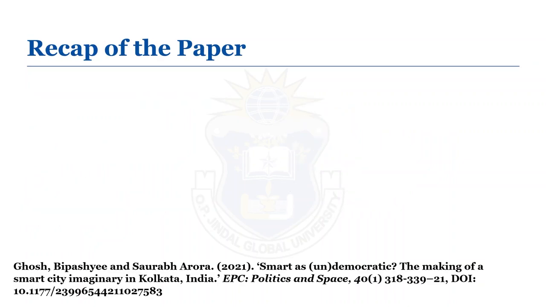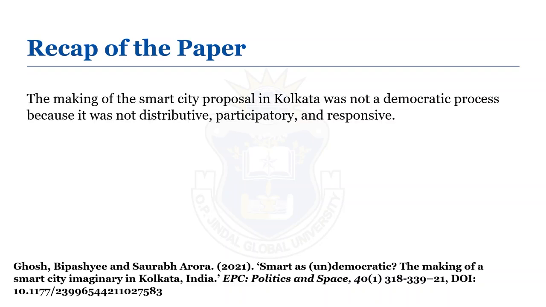Let's now go back to our academic paper in order to see how claim and evidence make their way in academic writing. A quick recap of the paper we are reading before we jump in. As we have seen, the authors of the paper argue that the making of the smart city proposal in Kolkata was not a democratic process because it was not distributive, participatory, and responsive.